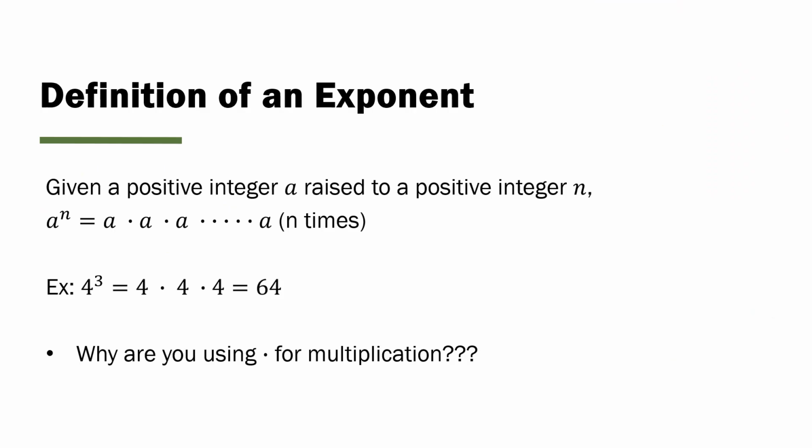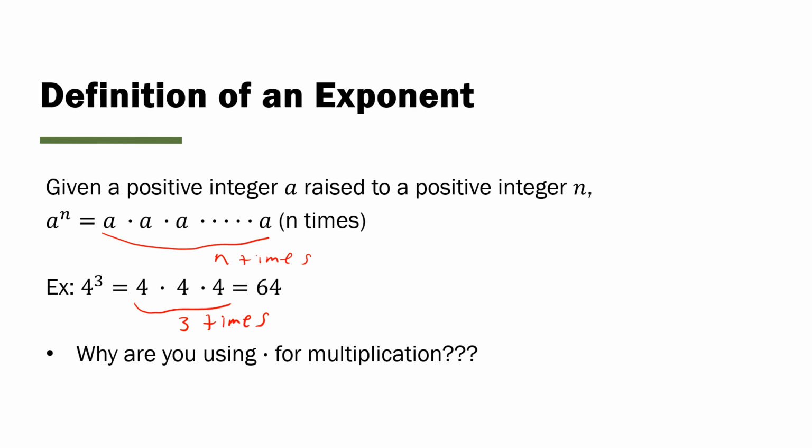Let's start with the definition of an exponent. Given a positive integer a raised to a positive integer n, we define that a to the power of n is equal to a times a times a, n times. We will multiply a n times by itself. So for example, 4 to the power of 3 is 4 multiplied by itself 3 times to get 64.